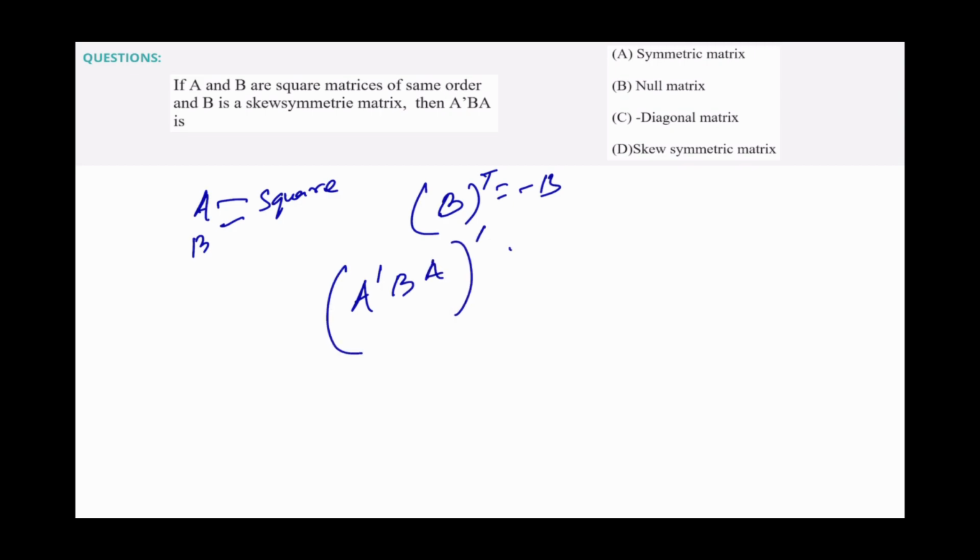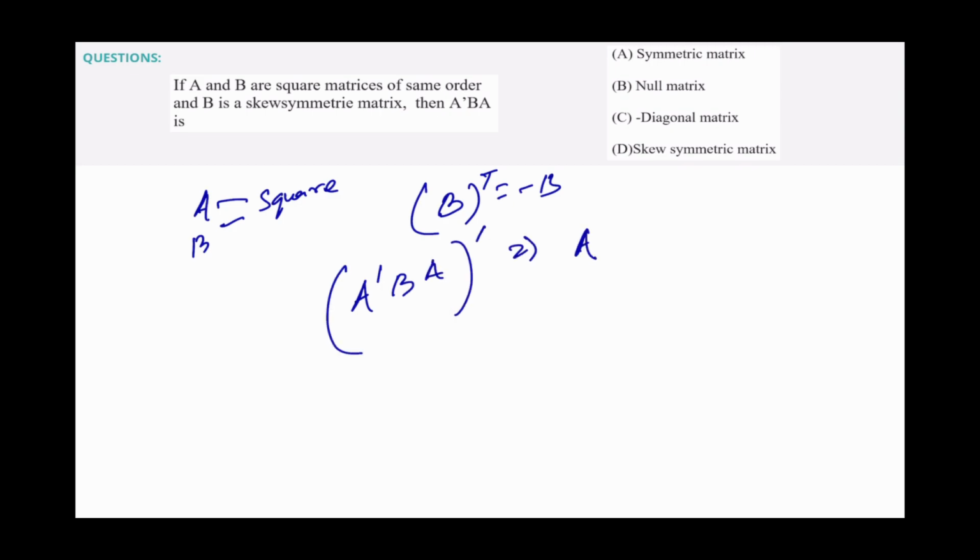Coming to the next. A and B are square matrices of the same order. So A and B both are square matrices. B is skew symmetric, we already discussed. So B transpose equals minus B.